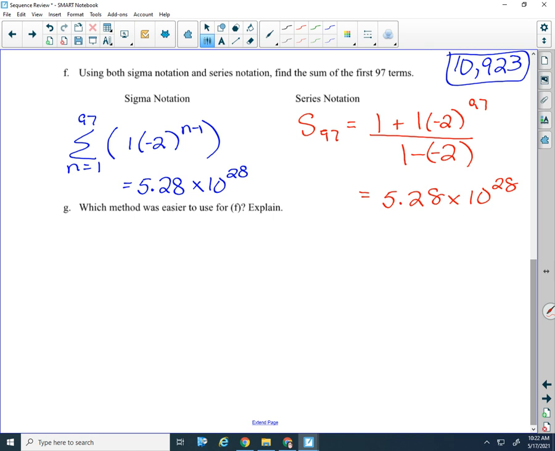So part G, which method was easier? It depends on the way your mind works best. I think series notation for geometric sequence is much easier than arithmetic because you didn't have to find your last term. Sometimes people don't like finding explicit formulas, so they think that's more tricky. But for letter G, it's kind of a to each his own thing.